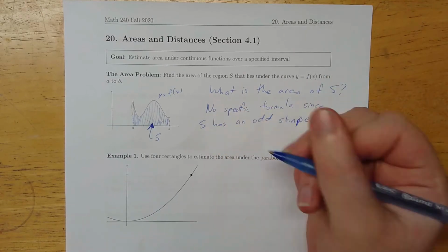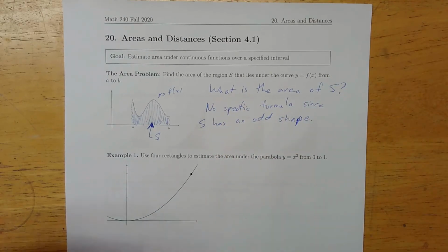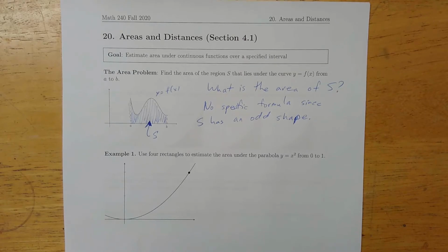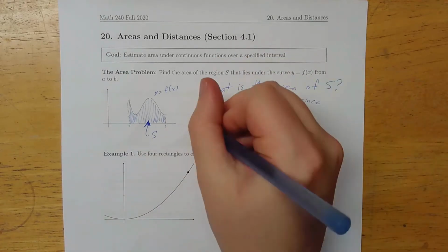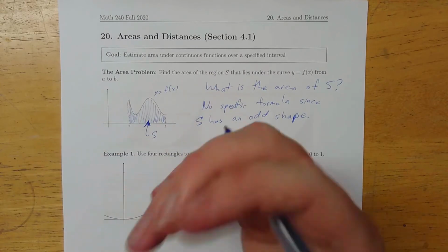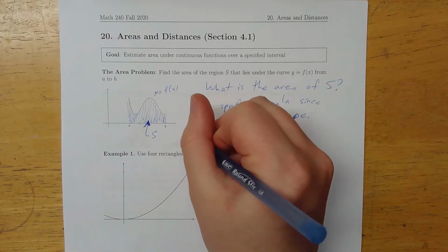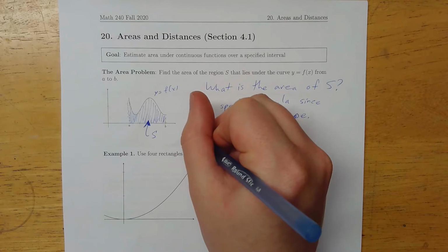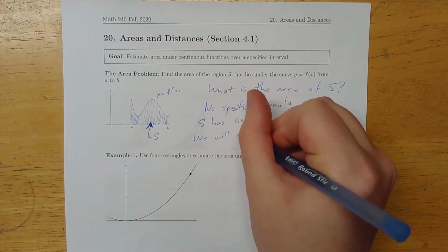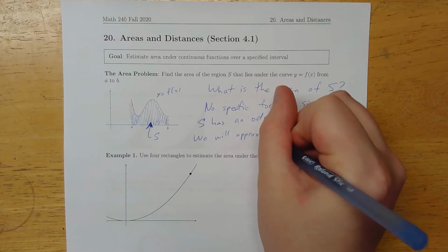and so what we're going to do instead is we're going to actually just try to approximate or guess what the area is using something that we can easily find the area of, and that's rectangles. So of all the shapes we know, rectangles are one of the easiest to find the area of. So we will approximate it. We'll approximate this area using rectangles.